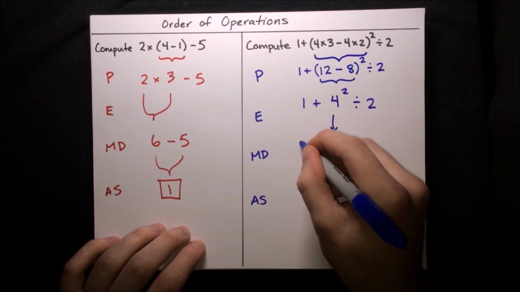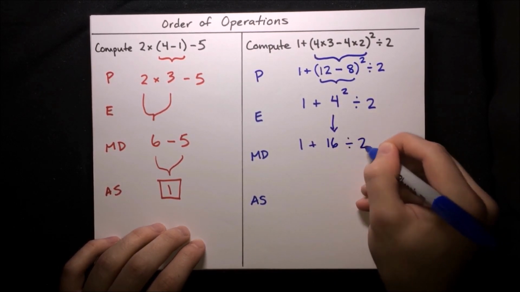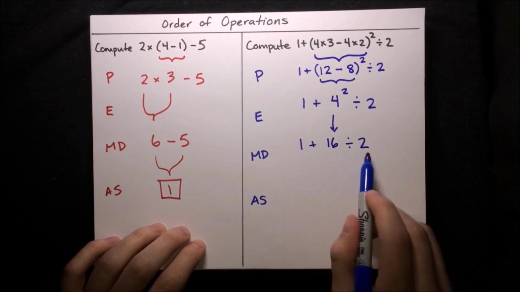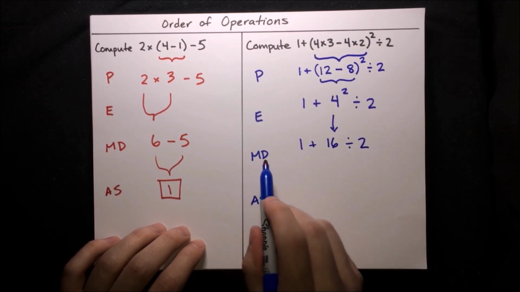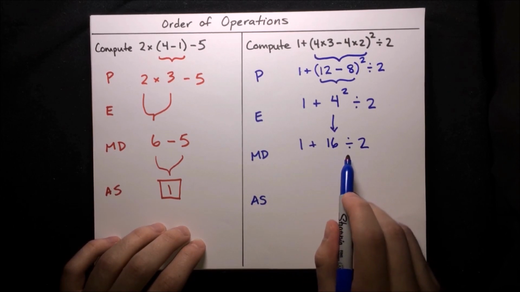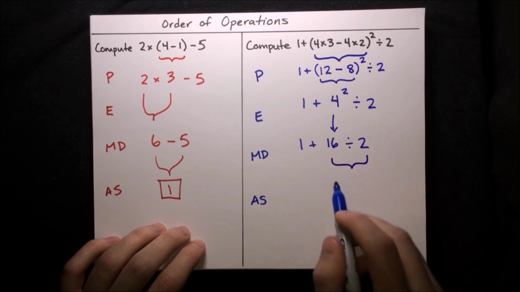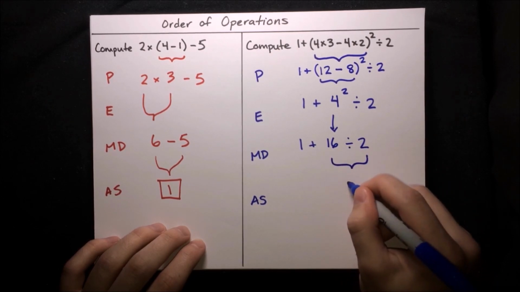Okay, so we get 1 plus 16 divided by 2. All right, now we're done with exponents. Let's go on to multiplication and division. There's no multiplication, but there's division here, so we should do that next. The 16 divided by 2. What does that come out to? Well, 16 divided by 2 is just 8.